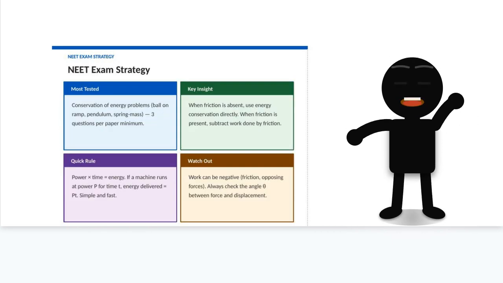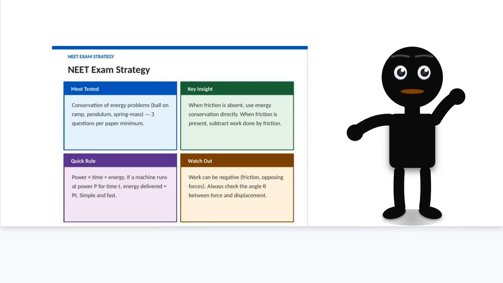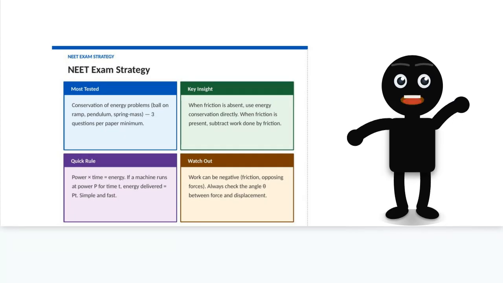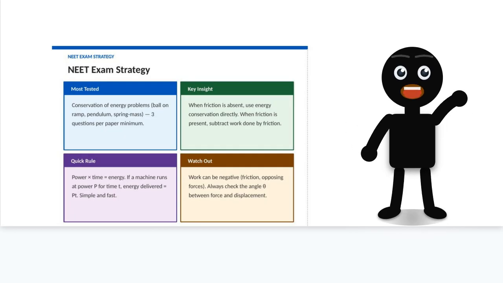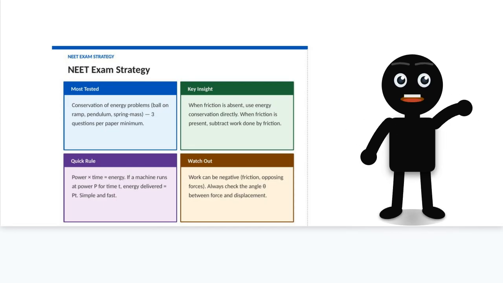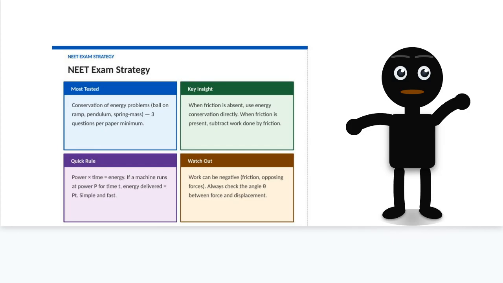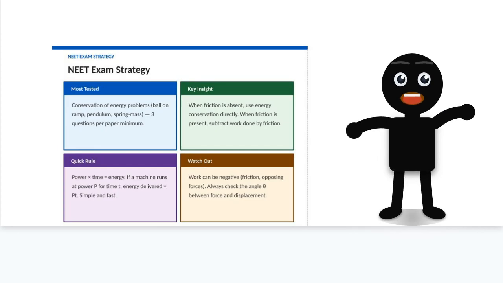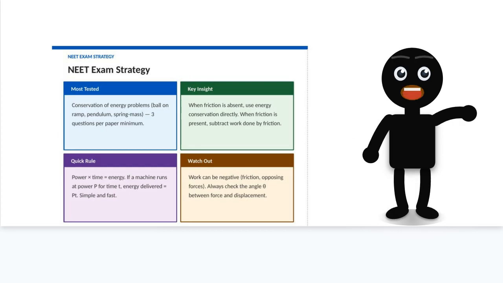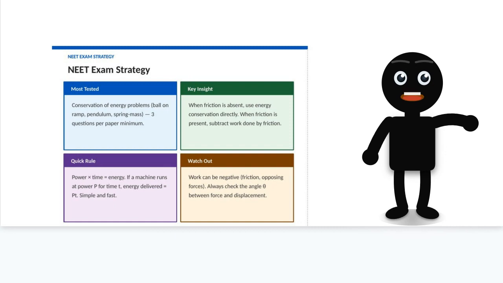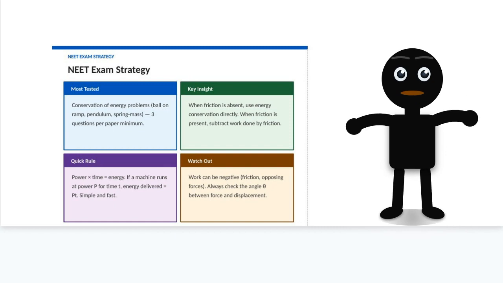Here is your NEET exam strategy for work, energy, and power. Conservation of energy questions are among the most common in NEET physics, at least 3 per paper. The strategy is clean: identify the 2 points you are comparing, write down the energy at each point, set them equal if no friction, or subtract friction work if friction is present. For power questions, remember P equals W over T or equivalently F times V. These are often calculation questions with a direct formula substitution.